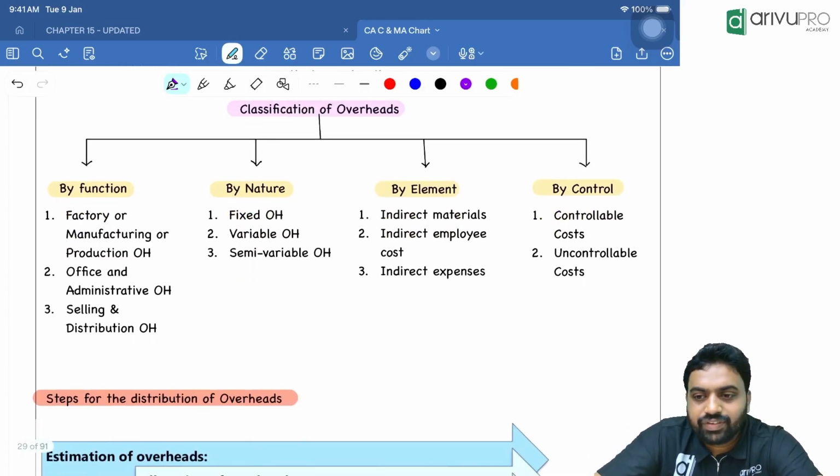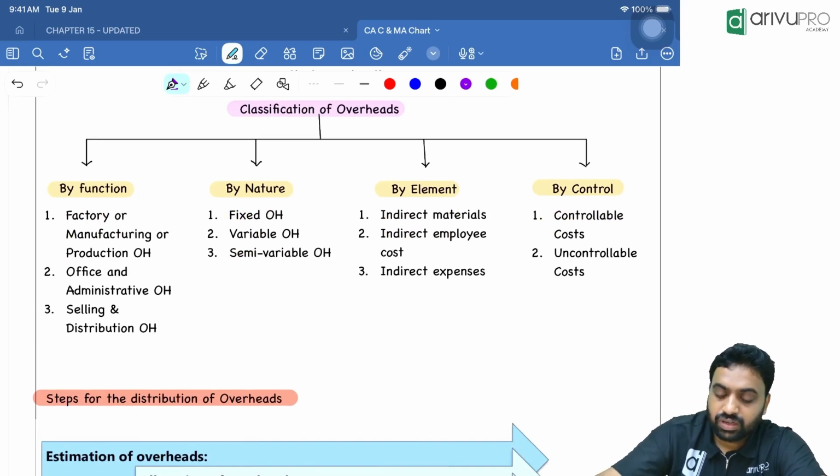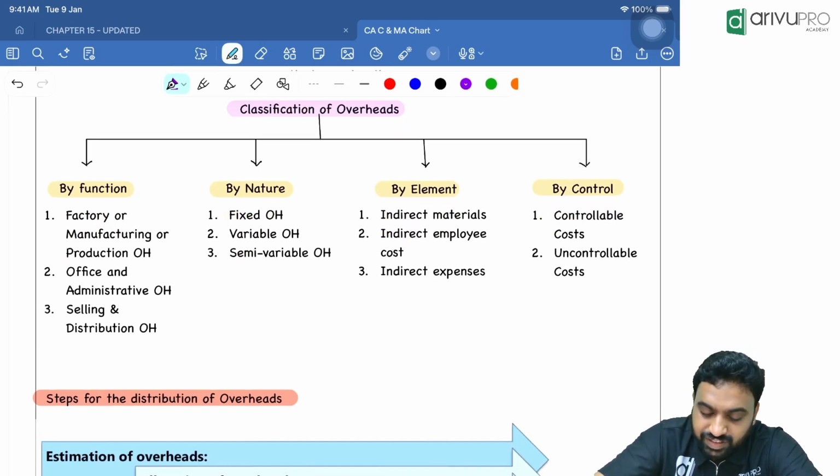Guys, overhead, we can classify it on the basis of function, on the basis of nature, on the basis of element, on the basis of control. Functional basis, we can classify it into manufacturing, production or factory, office and administration, selling and distribution. Whereas nature basis, we can divide it into fixed, variable, semi-variable. Element basis: indirect material, indirect labor, indirect expense.